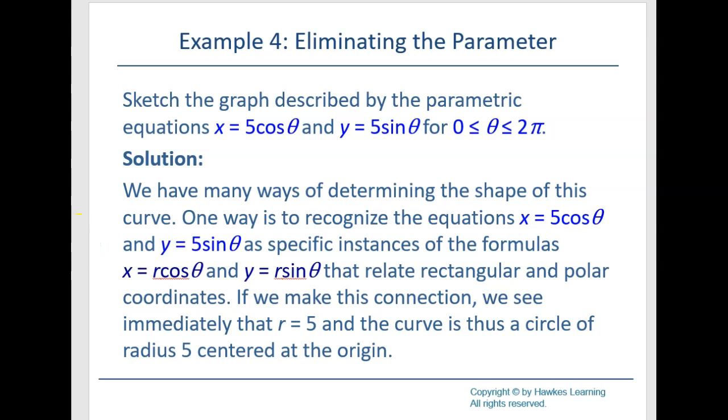All right, what if I have trigonometric functions in these parametric equations? So I have x equals 5 cosine theta, y equals 5 sine theta. Well, if you recall, x equals r cosine theta, y equals r sine theta. That is the way that we convert between r and theta and x and y when we're going from polar to rectangular. So this is actually just describing a circle.